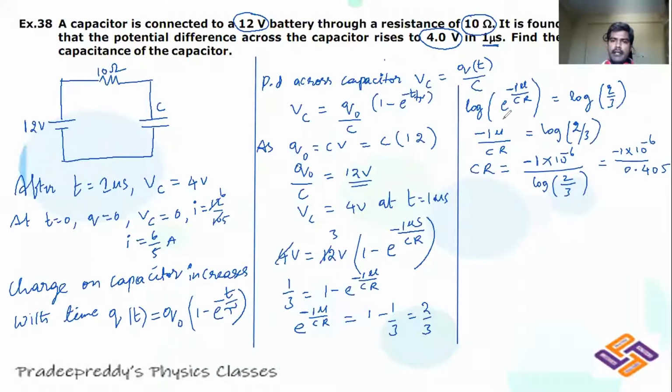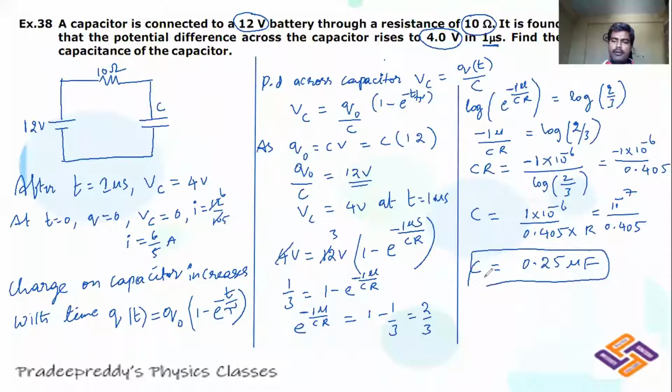And here, of course, we are dealing with capacitance. Capacitance is a scalar quantity, so you need not take this negative sign over there. So C will be equal to 1 into 10 power minus 6 divided by 0.405 into resistance R. And what is the resistance value? It is 10. I'll substitute that here. In the denominator it will be 10, that goes to the numerator, 10 power minus 7 divided by 0.405. So the capacitance C, if you evaluate this, you will be getting 0.25 microfarad. This is the final value of the capacitor.